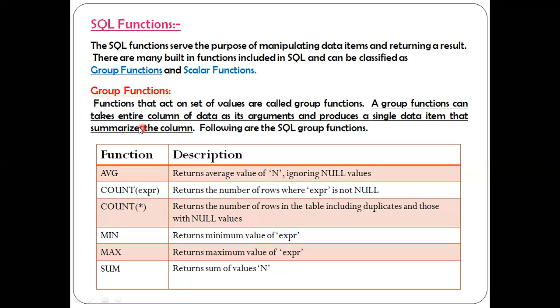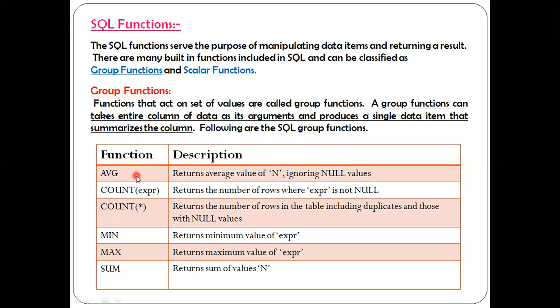A group function can take an entire column of data as its argument and produces a single data item that summarizes the column. So whatever values are present in that particular column, it is going to take the entire column and produce a single result, which is going to act on a group of rows. Some of the following SQL functions are there. You can see the table below consisting of two columns. The first column is the function and the second column is the description. There are different functions available in the group functions.